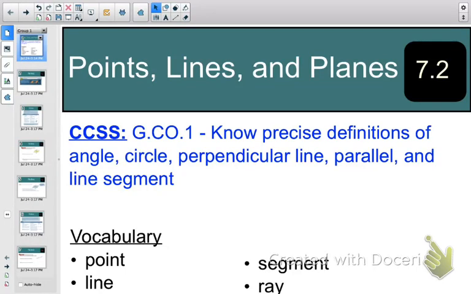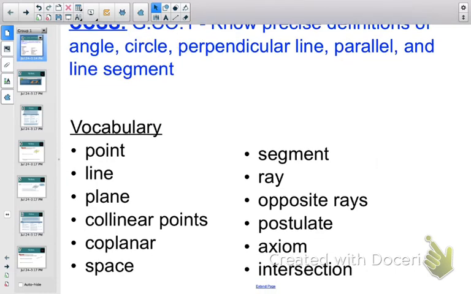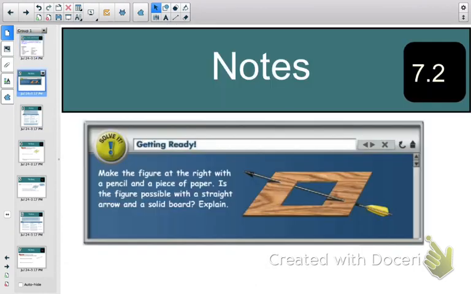Hello, hello. We are doing 7.2 now, which is points, lines, and planes. So lots of definitions here. Some vocab: point, line, plane, collinear points, coplanar, space, segment, ray, opposite rays, postulate, axiom, and intersection. So lots of different things that you probably have heard of before.